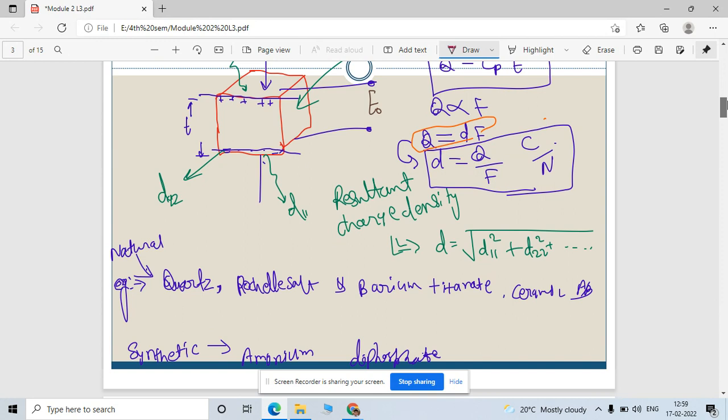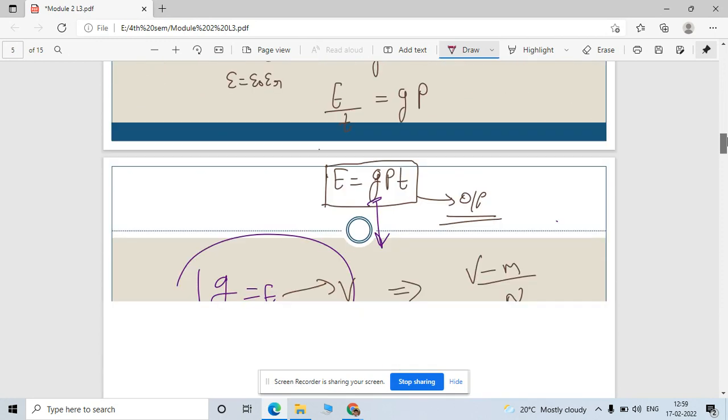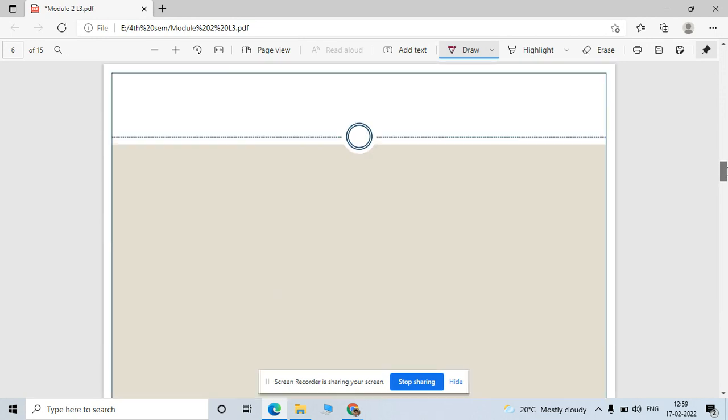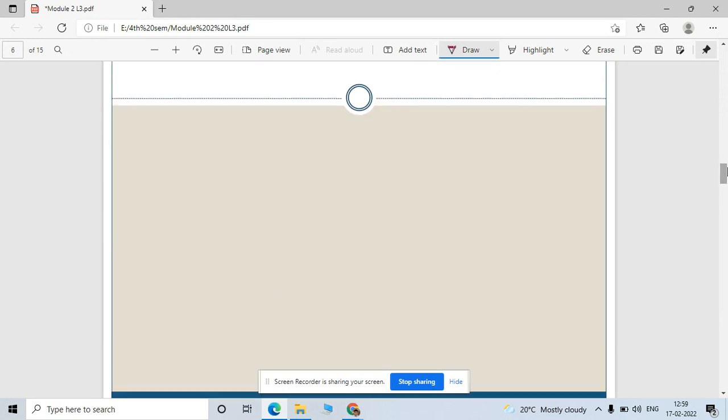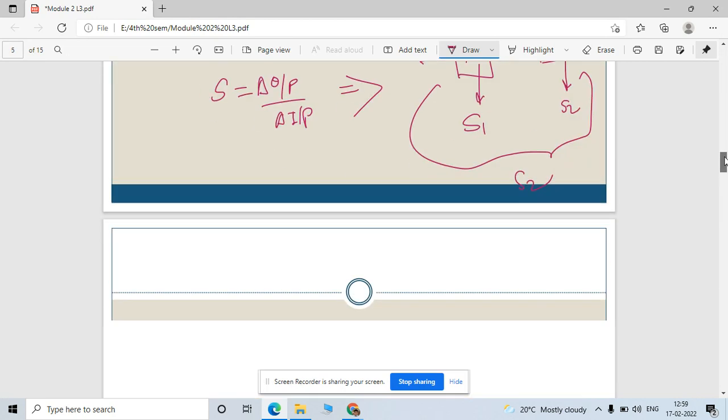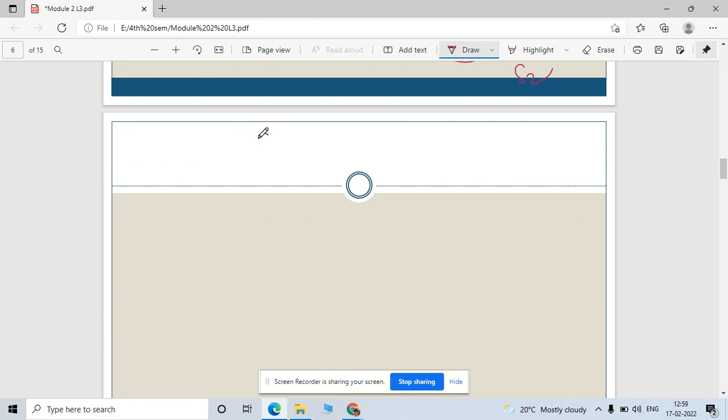And one more thing, you can also define this equation in terms of the Young's modulus concept. So what is the formula for Young's modulus? Stress upon strain. So this is your stress upon strain.